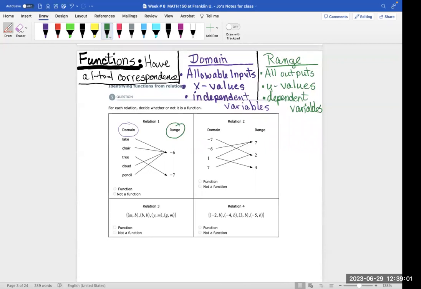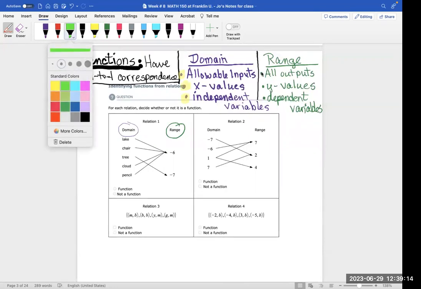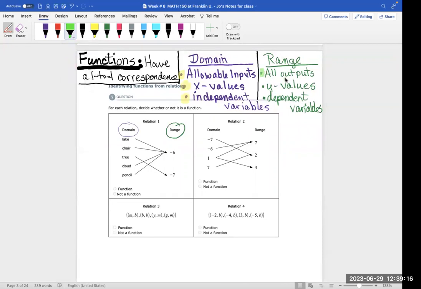The domain are your allowable x value inputs. Your domain is the x coordinate if we're giving you ordered pairs. The domain is also called the independent variable. The range is all of your y value outputs, the y values, and the range, the output depends on your input. So the range or the y values or the f of x values is considered the dependent variable because it depends on the input.